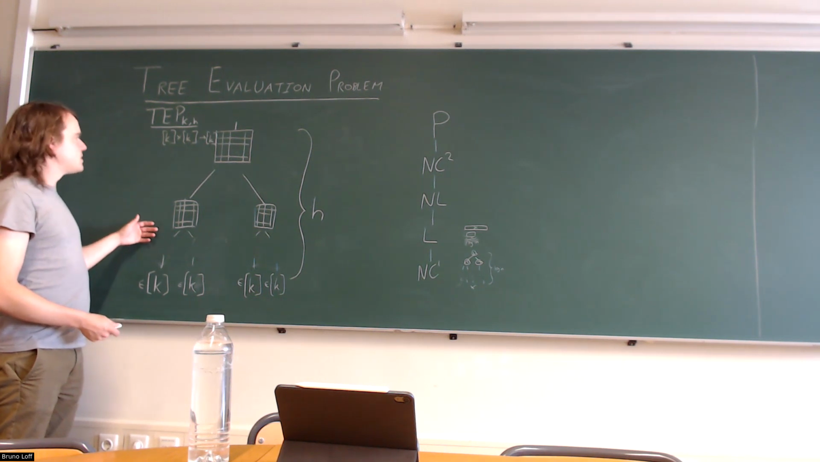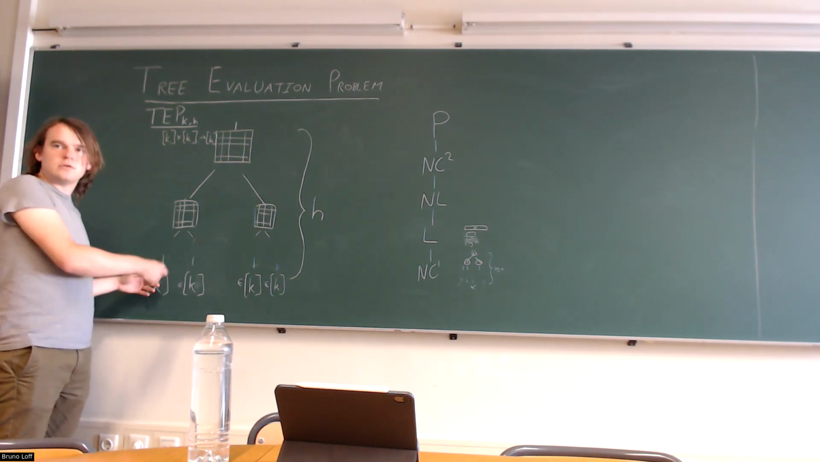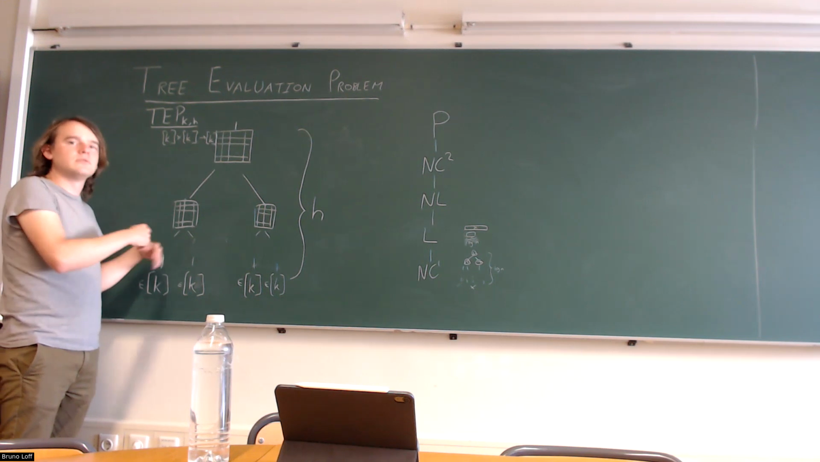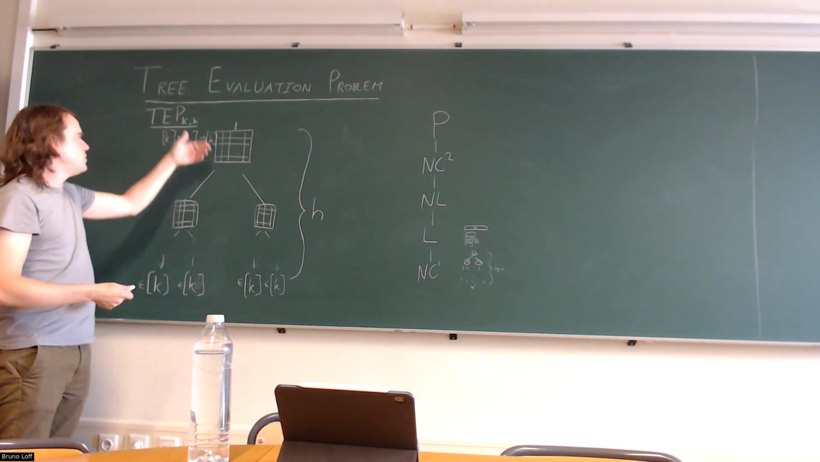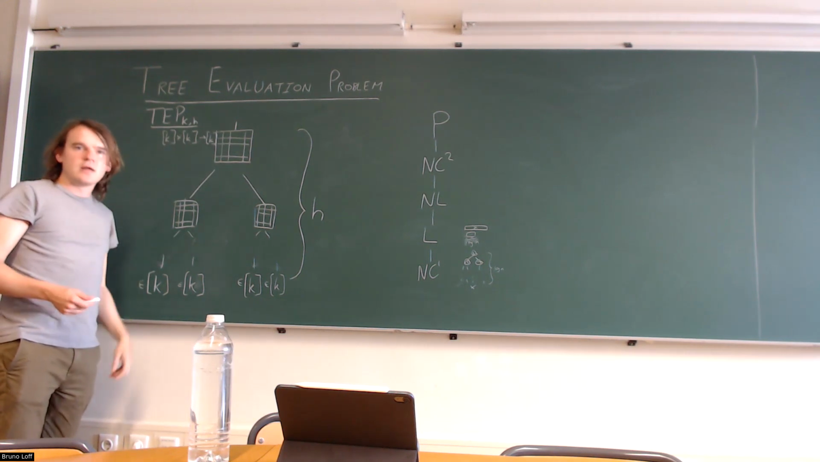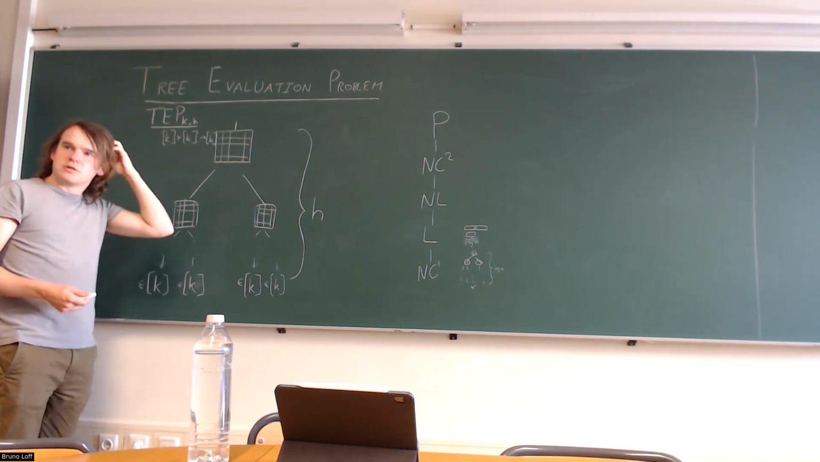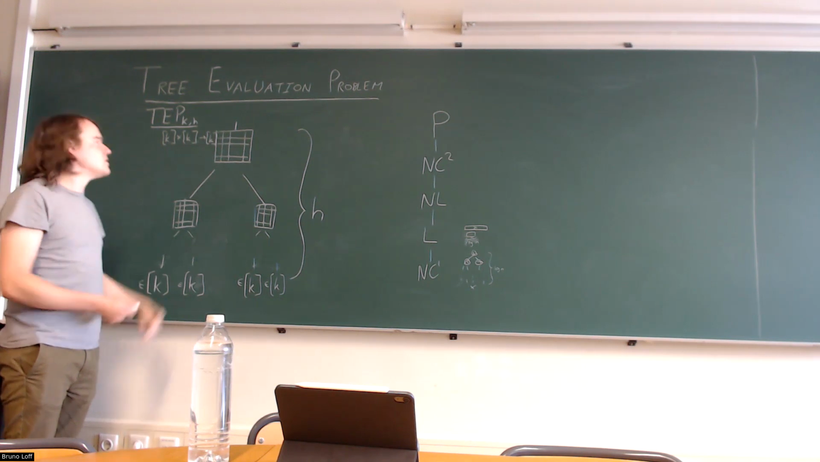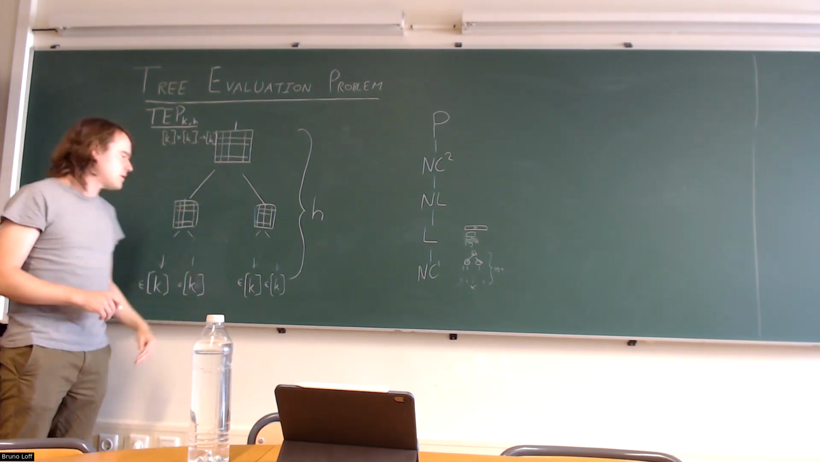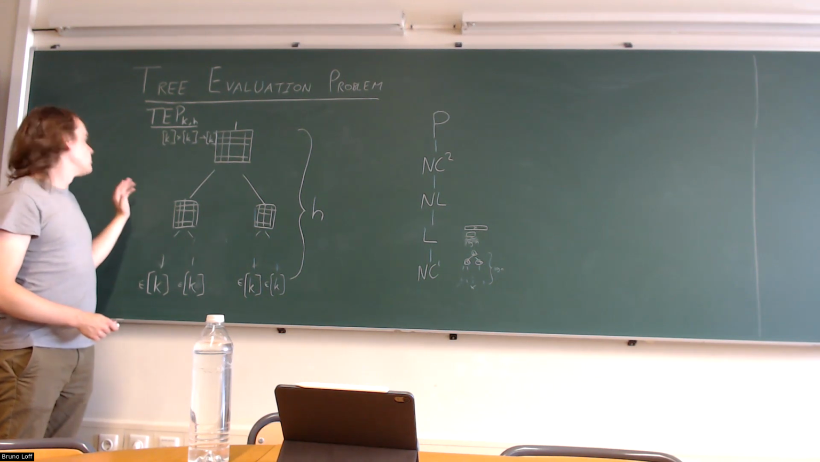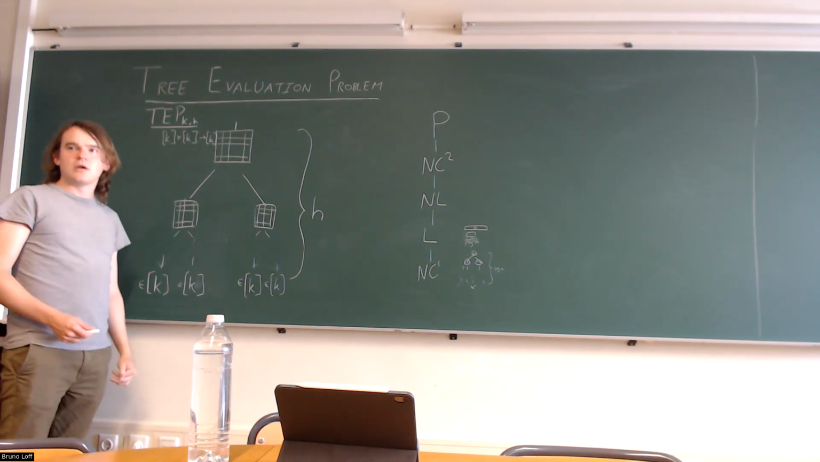The way you compute this is the natural way. You start at the leaves, use them to compute the level up, then use those to compute the level up, and you go all the way to the top. At the top, you'll spit out some number in k, and that will be the output of the function. Of course, you can think of decision variants: is this equal to k? Is it even or odd? Et cetera. But this is the general structure of tree evaluation.